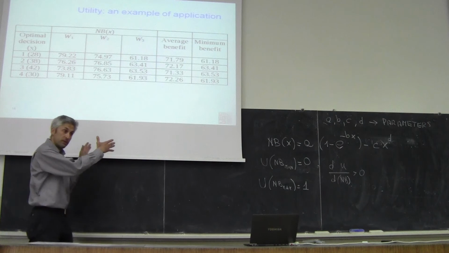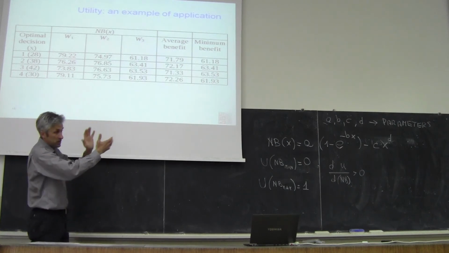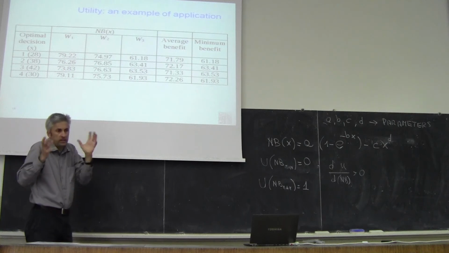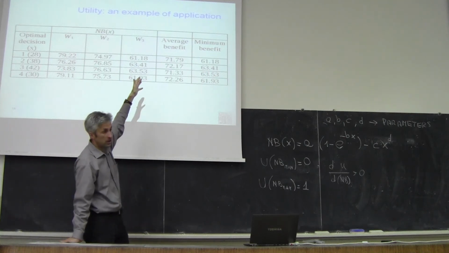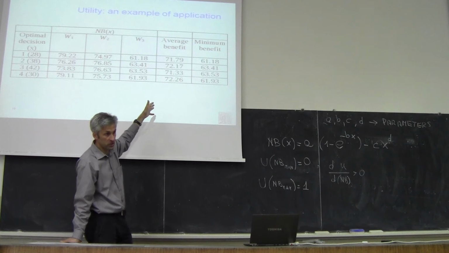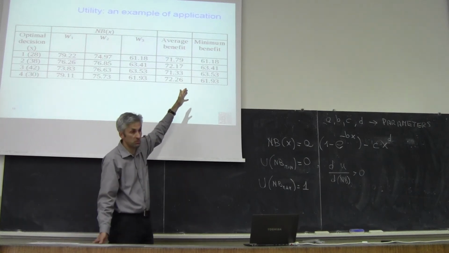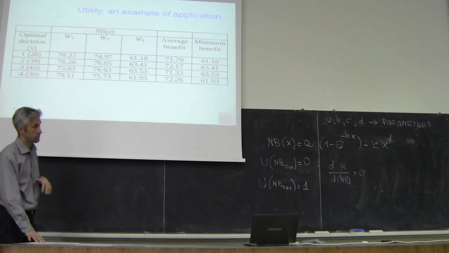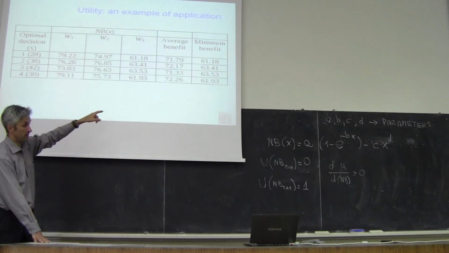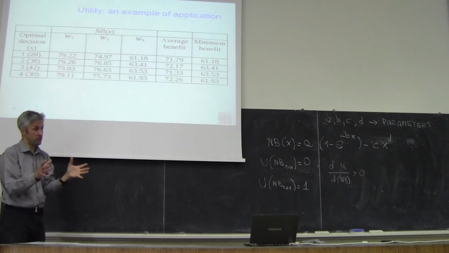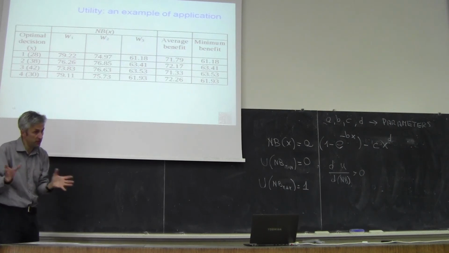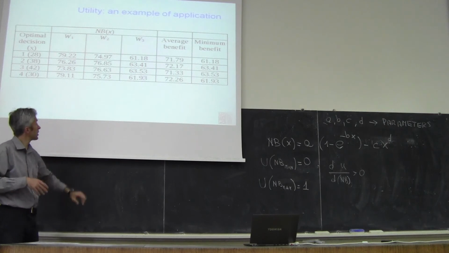Why am I showing you the average and the minimum? Just because we consider two possible criteria to decide, which are the maximum of the average and the maximum of the minimum. Okay? Why the maximum of the minimum? Because it's a safer solution. You consider the minimum benefit. It's the safer approach. Okay.